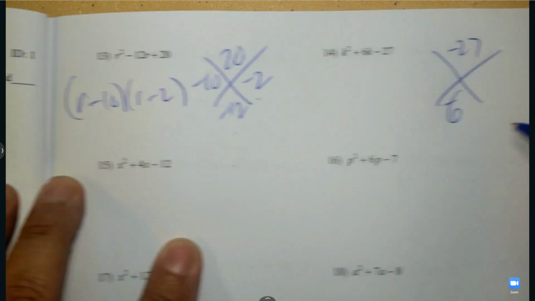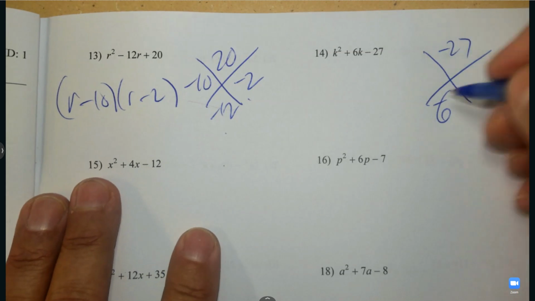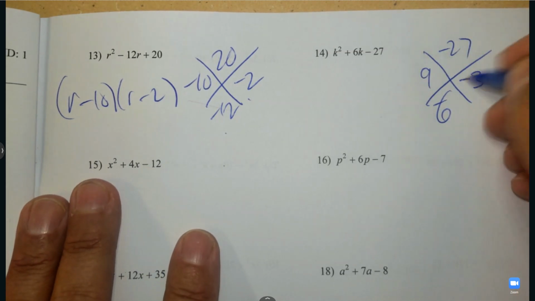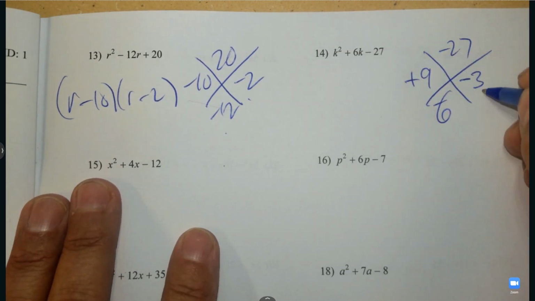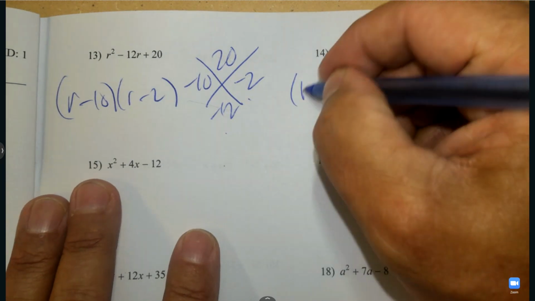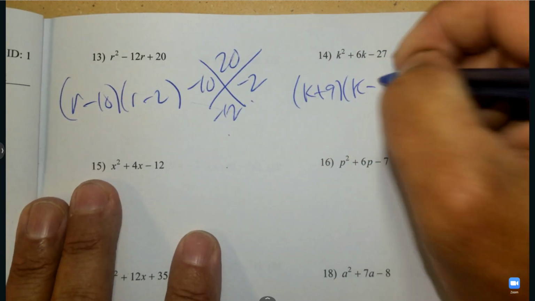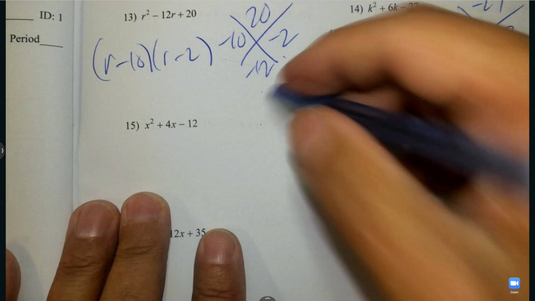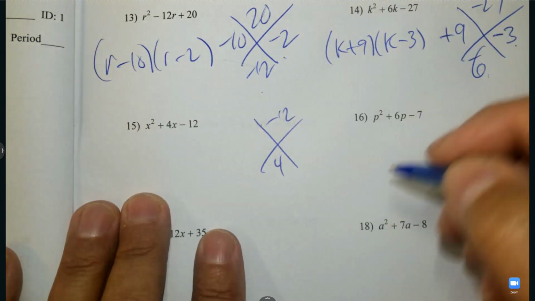Again, the top number is negative, so you're subtracting. That's 9 and 3, and that's going to be positive 9 and negative 3, so it adds up to 6. So one parentheses is positive 9. The other one is negative 3.